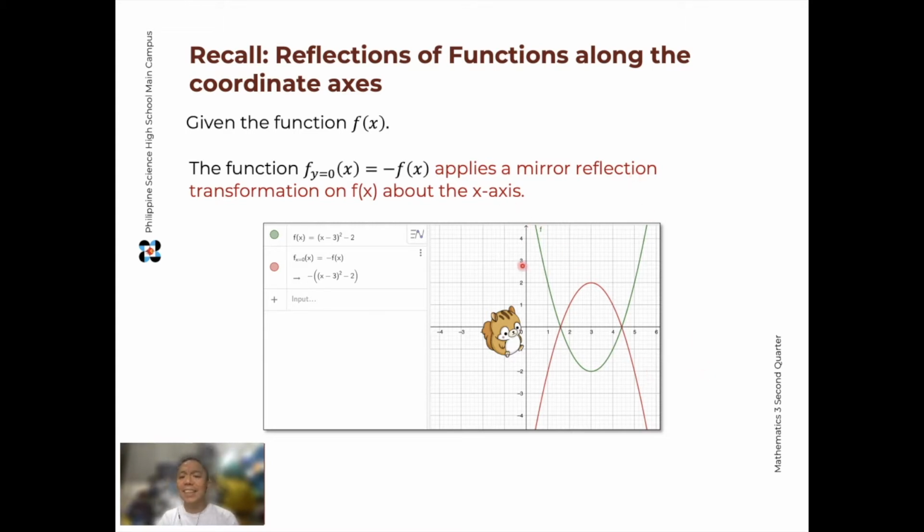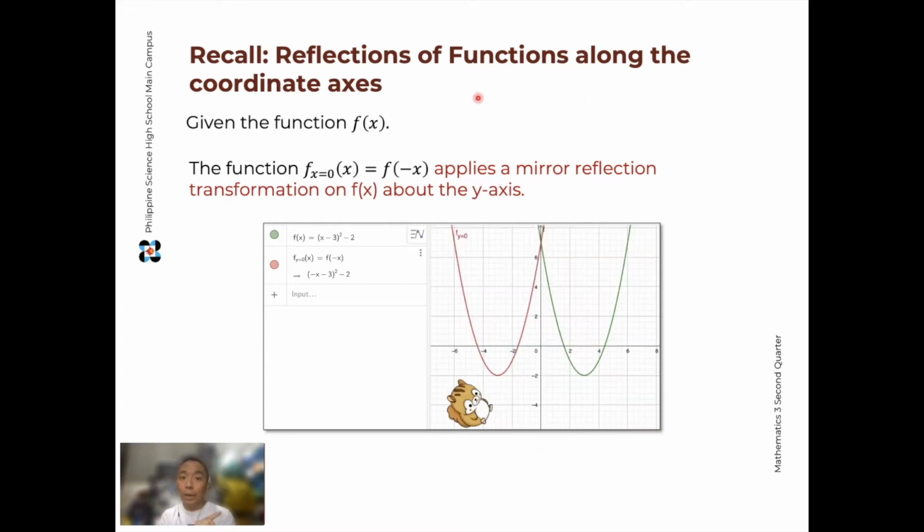It makes sense kasi lahat nung y-coordinates nung original green function natin ay i-flip lang niya along the x-axis para maging negative kung positive siya, positive kung negative siya. So effectively, it's a mirror reflection transformation. So in this example, my original function is (x minus 3) quantity squared minus 2 para may vertex tayo sa (3, negative 2). Pag in-apply natin yung transformation na yun, yung new function equals negative f of x, and then we'll see dun sa red function na it's just a reflection along the x-axis.